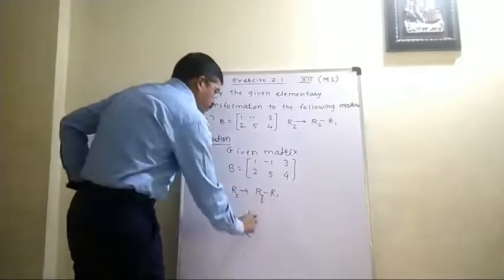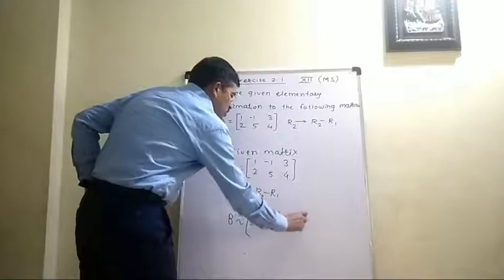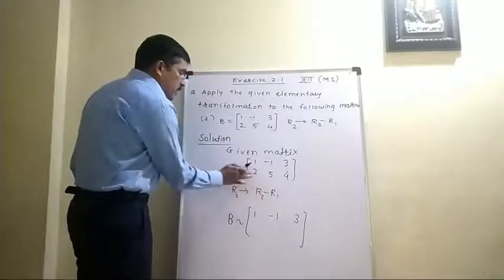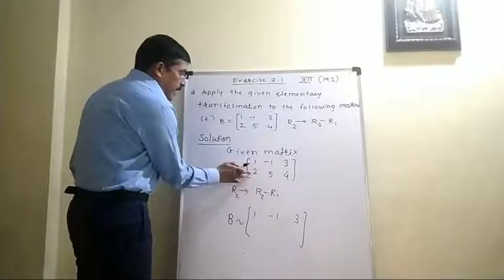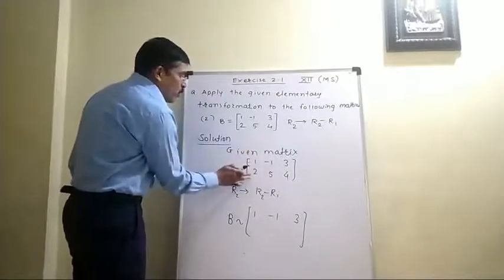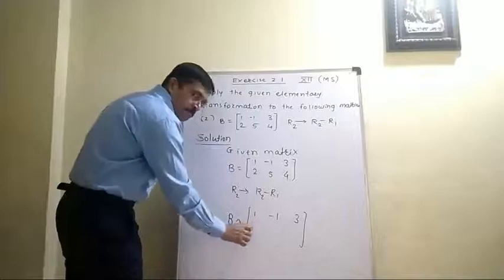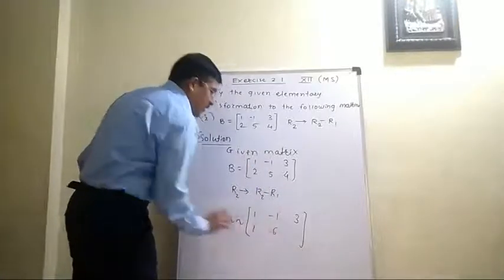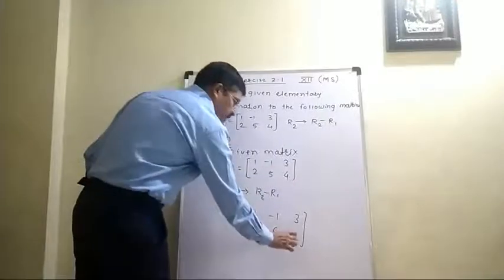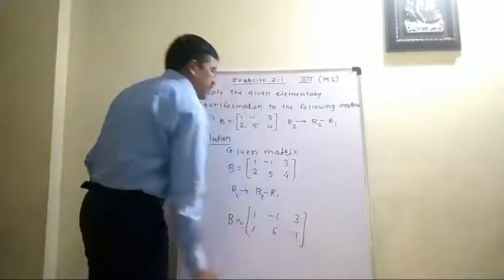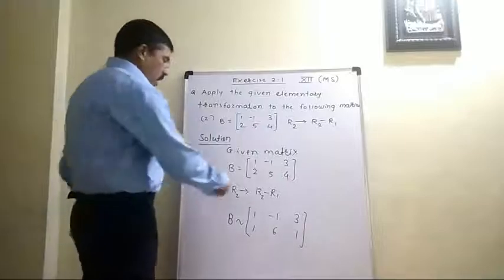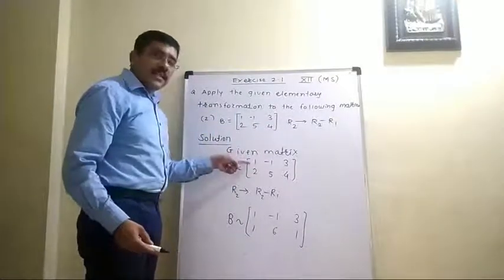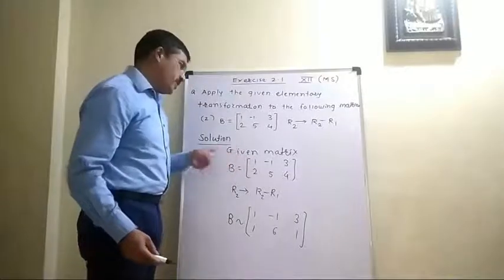Here, keeping the first row same, no change in this. Now we have to change R2. This can happen by subtracting the first row from the second row. 2 minus 1 becomes 1. Very good. 5 minus minus 1 becomes 6, and 4 minus 3 becomes 1. This is R2 I have taken. If someone is given R1, then you have to write the change in R1. Got it? Next one.